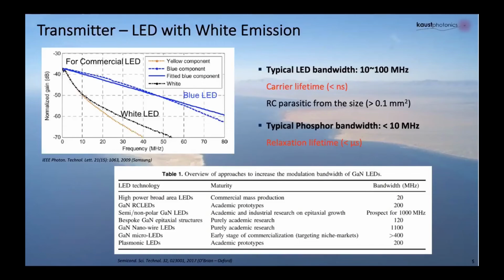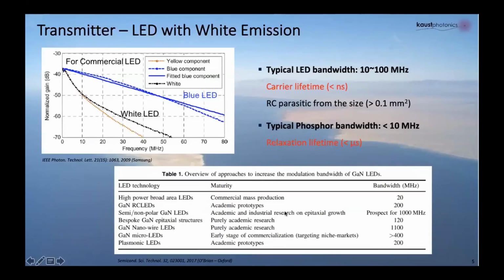And also the chip size is really big. That will introduce a lot of the RC parasitic capacitance and resistance that slow down the speed. And phosphor is also a very, very slow device. The bandwidth of phosphor usually is about 10 megahertz or so. So that will limit the modulation speed of the LED as a transmitter. If you want to transmit very high speed signal, it will be quite challenging.